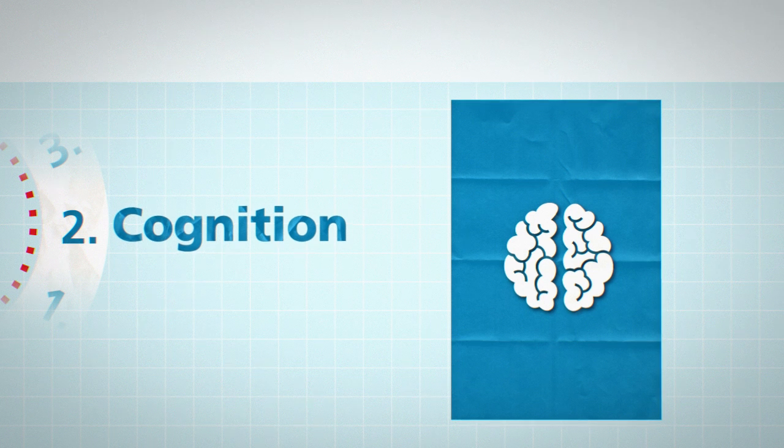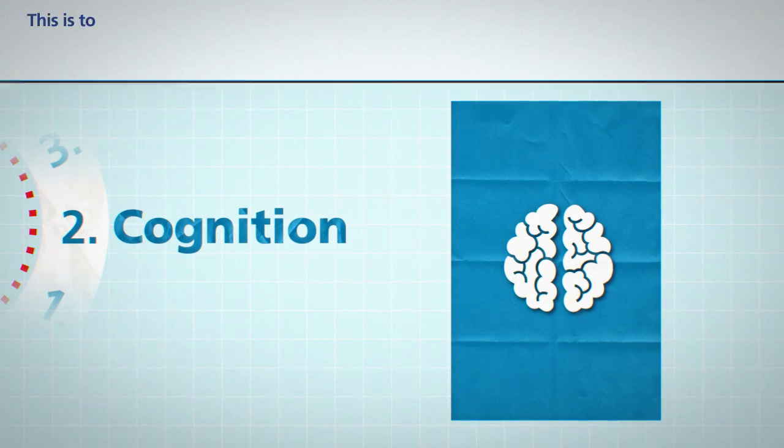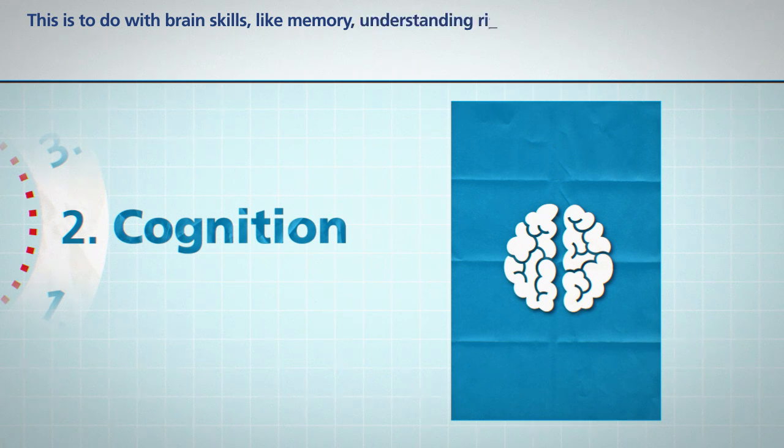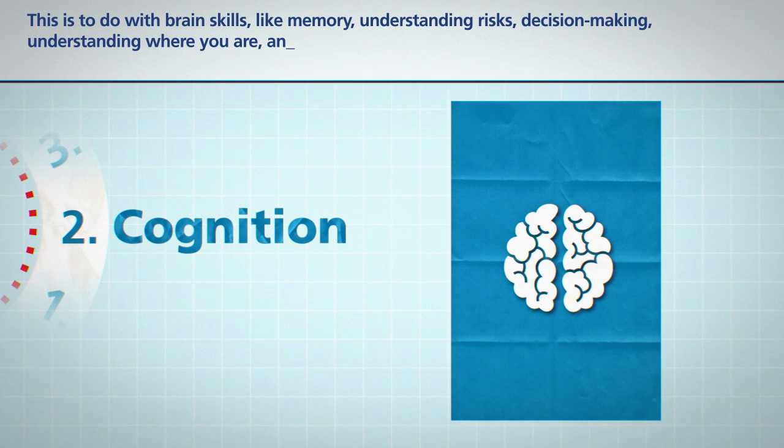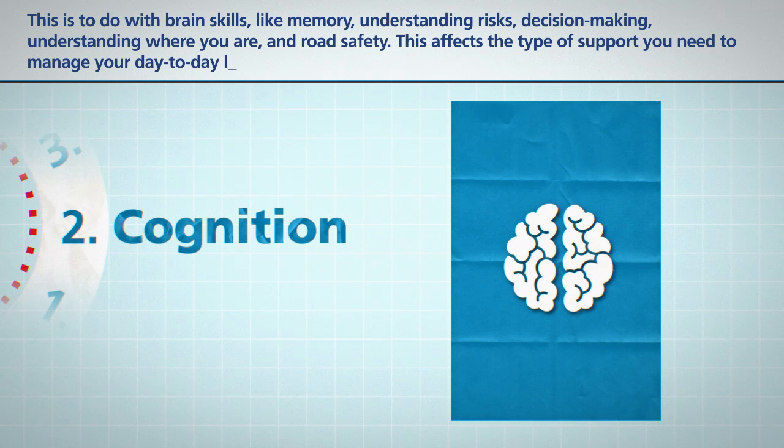2. Cognition. This is to do with brain skills like memory, understanding risks, decision-making, understanding where you are, and road safety. This affects the type of support you need to manage your day-to-day life and stay safe from harm.